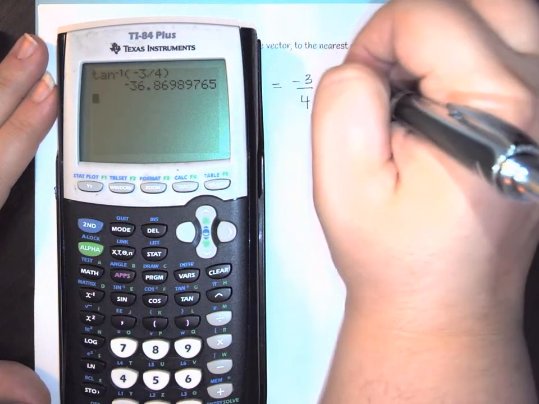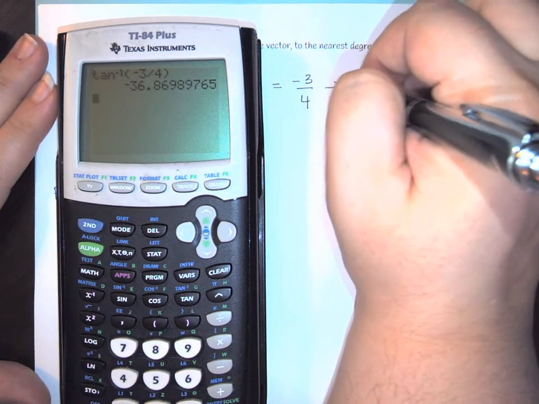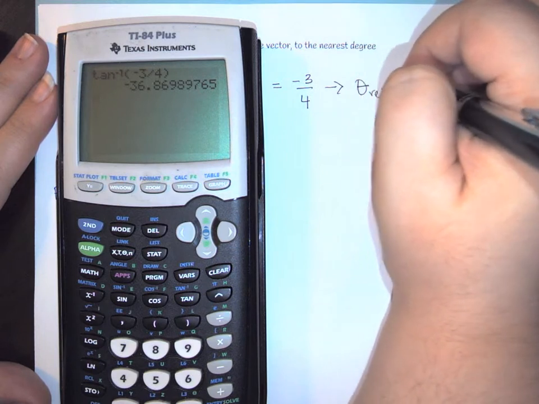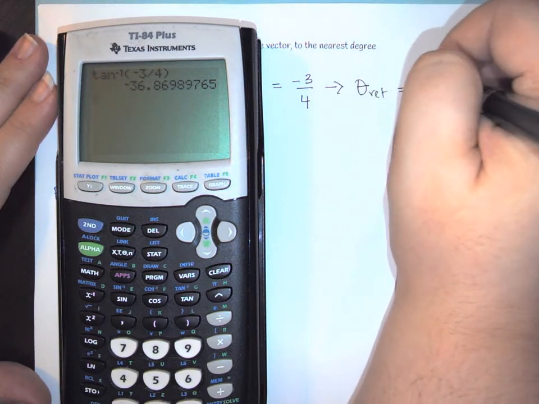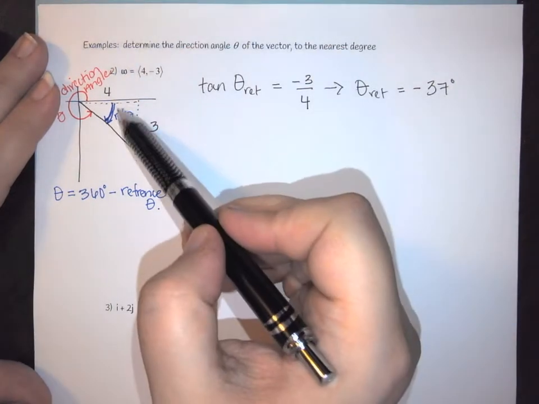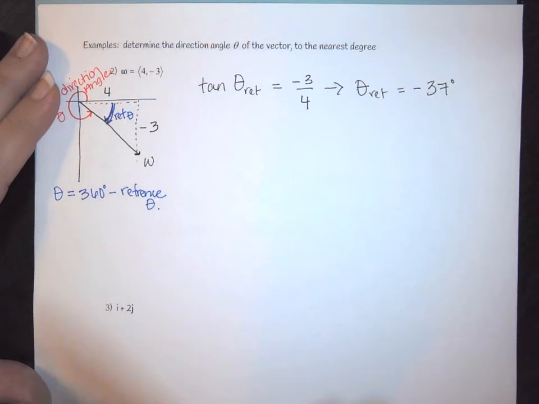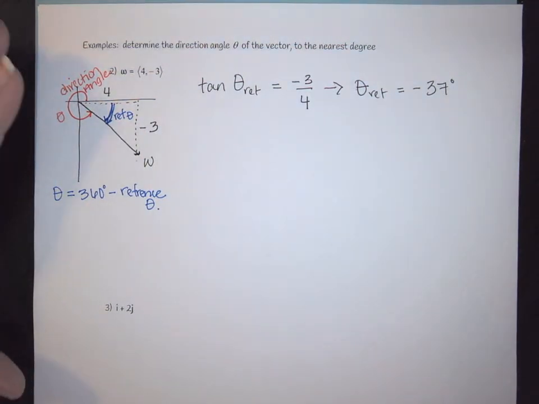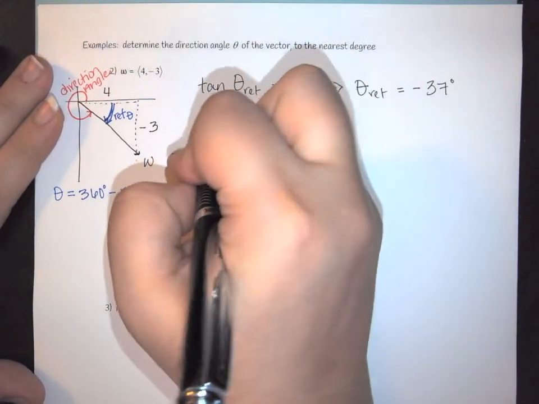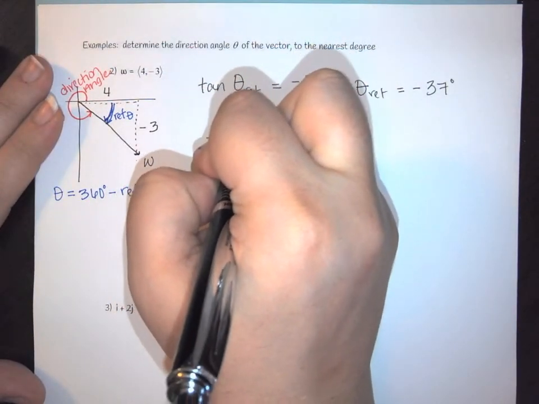So here what we found is that your angle of reference is going to be -37 degrees. Now that should make a lot of sense because we're in the fourth quadrant, so we would expect that this would be a negative rotation. Now with that, we need to find the direction angle.